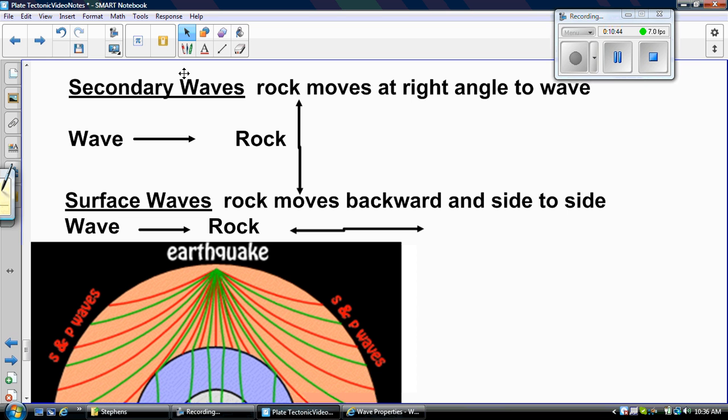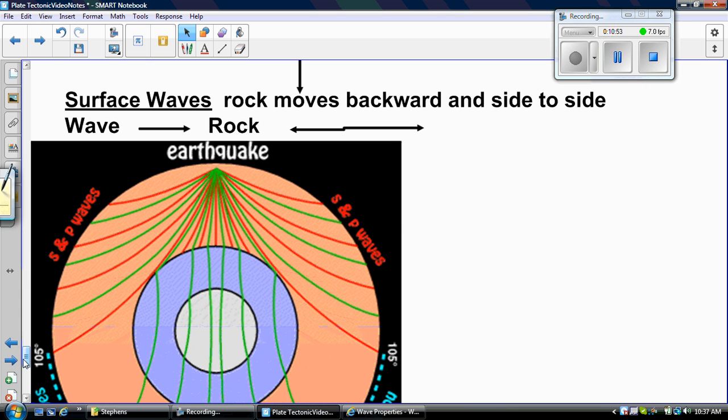Now, secondary waves can only travel through solids. Okay, and that's going to be pretty important when we get to this picture down here. Surface waves move back and forth and side to side. So if the wave moves this way, rock will move back and forth and side to side. Okay. Now, the one thing I want to draw your attention to is this picture.